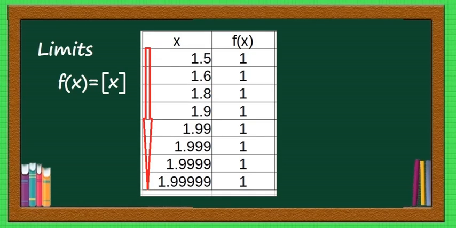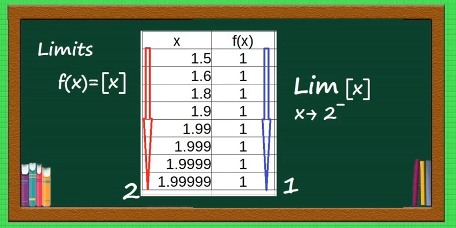Here x is approaching an integer 2. Where is f of x approaching? f of x is approaching 1. And that's why you can tell that the limit as x tends to 2 minus of box x is equal to 1. That is, when x is approaching 2 from the left side of 2, box x is approaching 1.